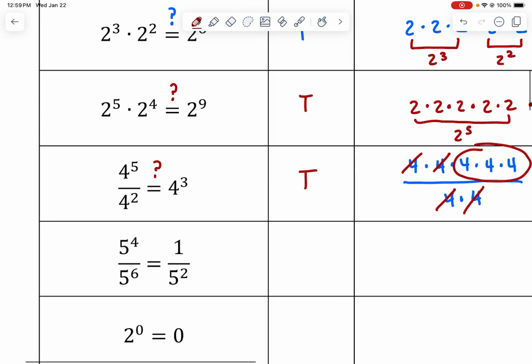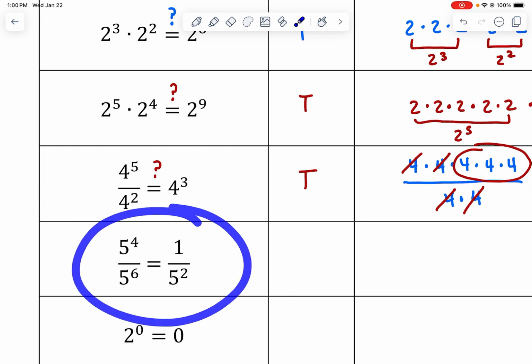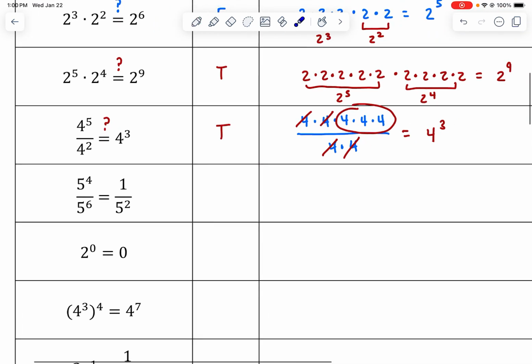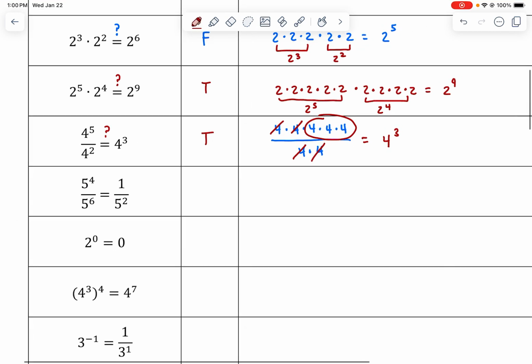So one thing I want you to look at here is think about what happened to the exponents. Did they add together? Did they subtract by each other? So just think about that. Let's go ahead and look at the next one. We'll go ahead and do the same process. So here we have 5 to the 4th divided by 5 to the 6th. We'll expand that. 5 times 5 times 5. And then we have 6 of them on the bottom.